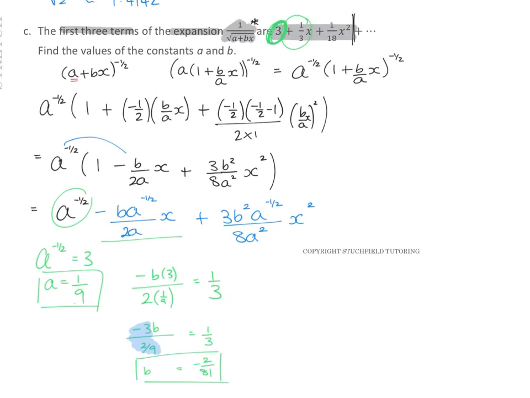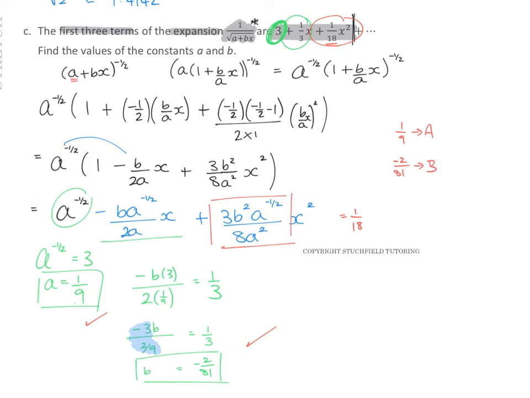Now, what I'm going to do is use the third term just to check this here. So I'm going to store 1/9 for a, and minus 2 over 81 in for b. And then I'm going to put all of this in my calculator. So fraction 3b squared a to the minus half over 8a squared gives me 1 over 18, which is there. So they look like they're probably correct.